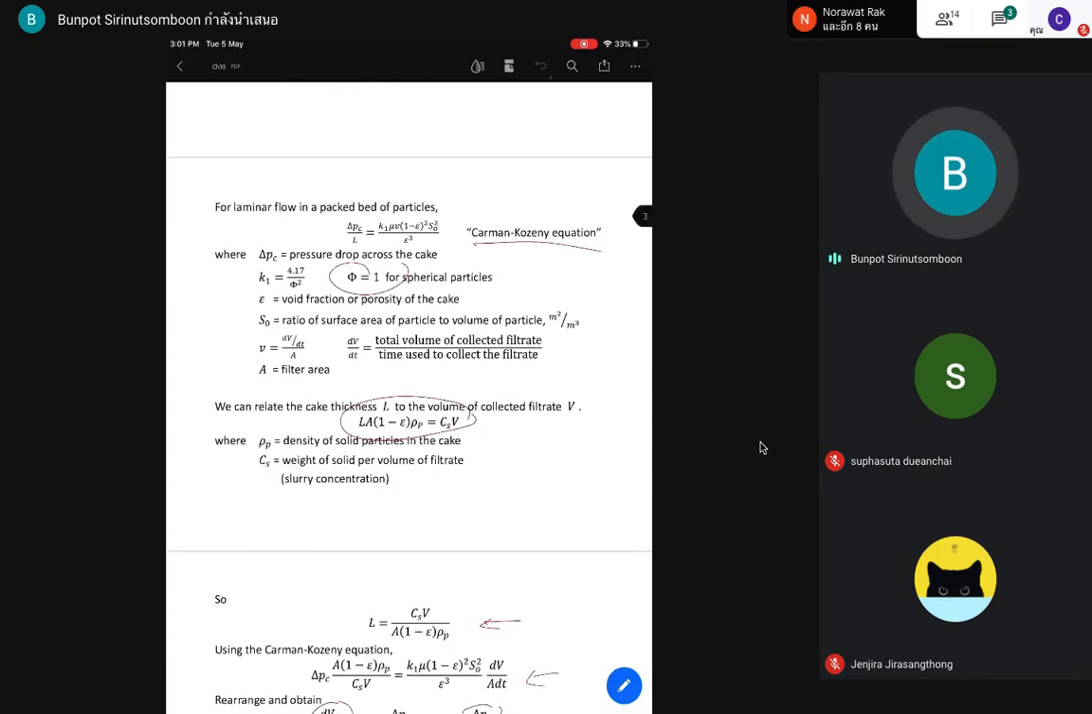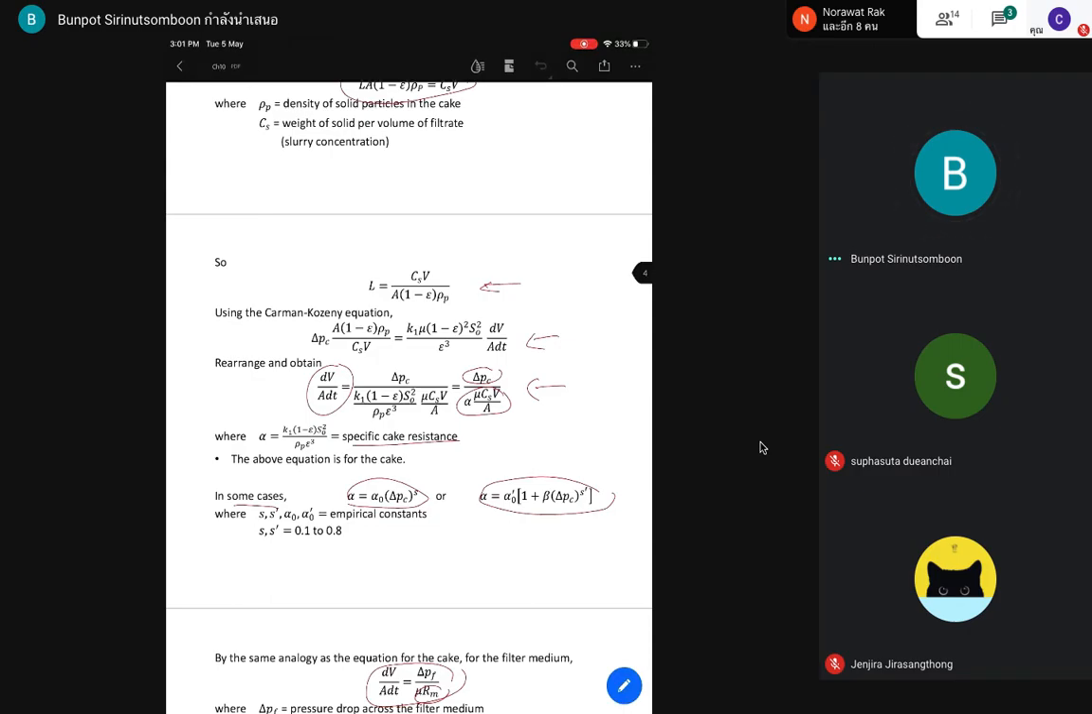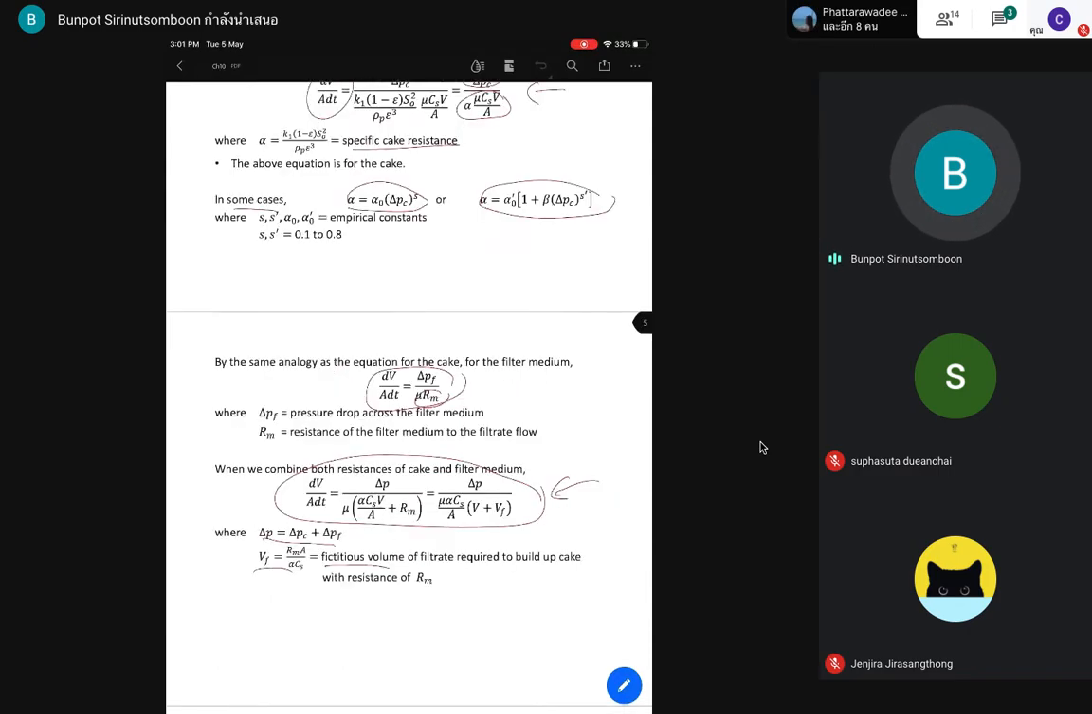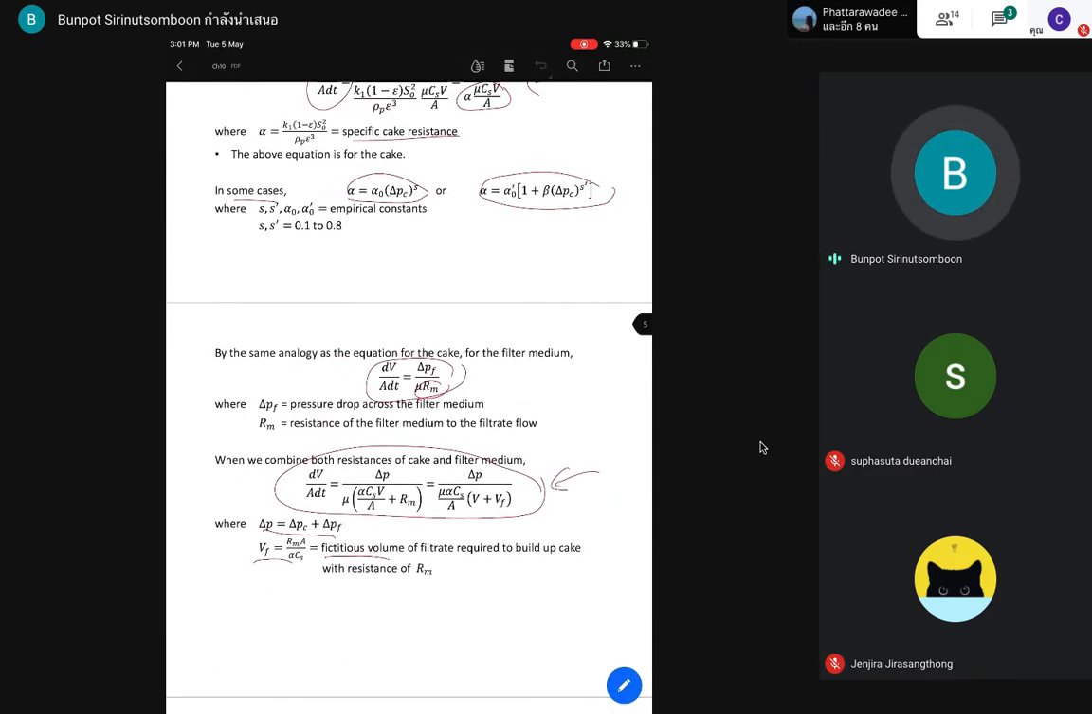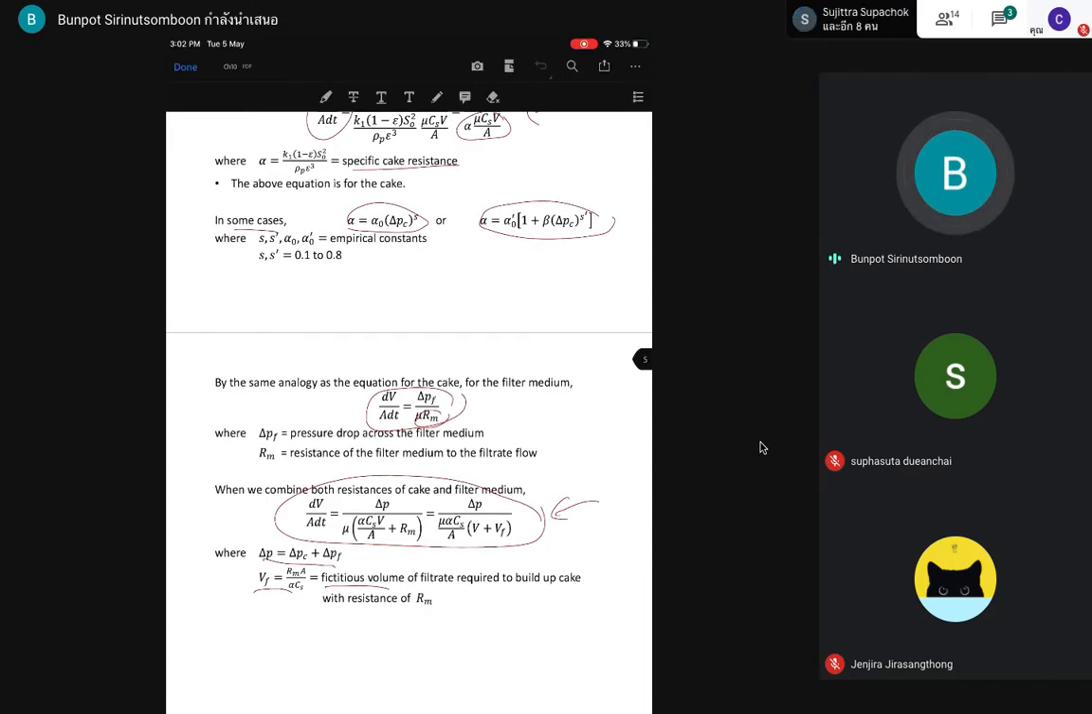Yeah. So basically, this is the final equation that you use for this system. It's a combination of two resistances: the resistance of the filter and the resistance due to the cake.